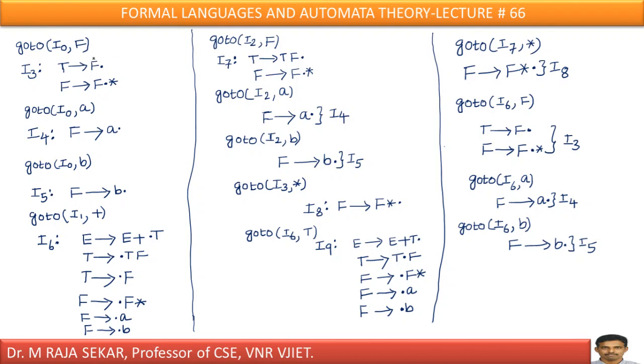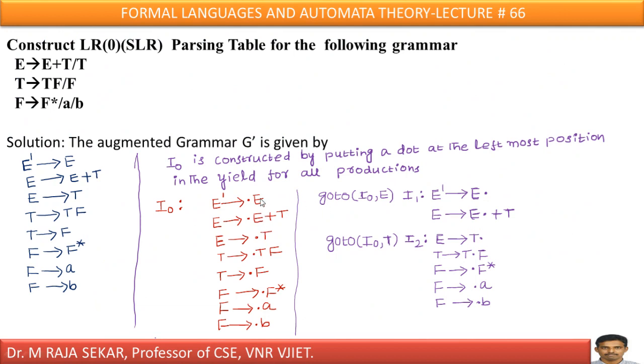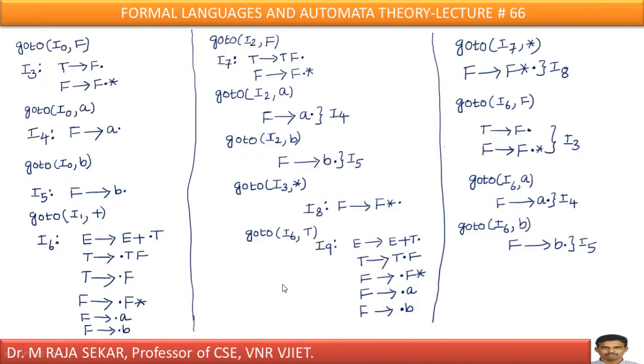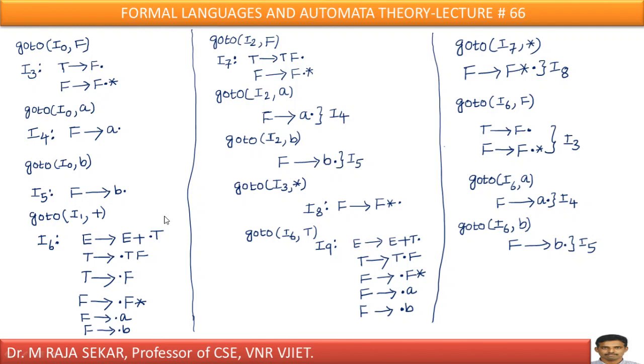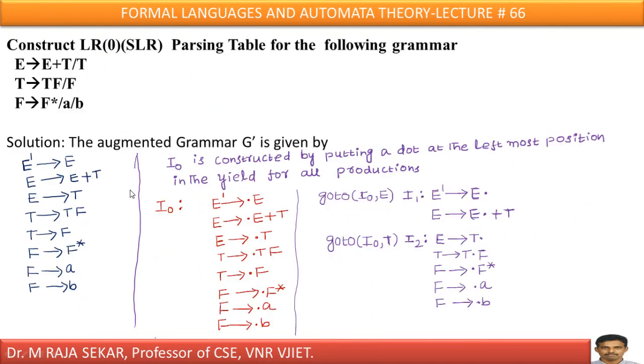The previous production is I2. Now this must be I3. Now, which letters did we complete? E is completed, T is completed, F is completed. Now I must consider A and B. Therefore, I naught comma A means F goes to A dot. Let me say this is I4. Now E, T, F, A are completed. Now let me consider B. I naught comma B means F goes to B dot, and that is I5. Now what does it mean? We completed all letters in I naught.